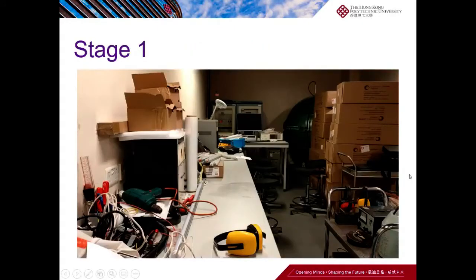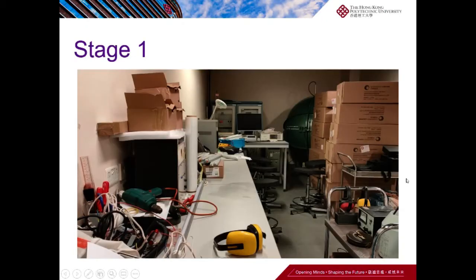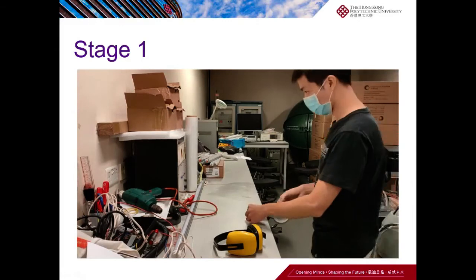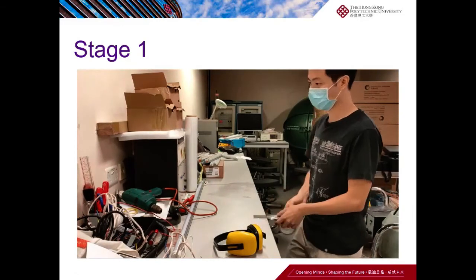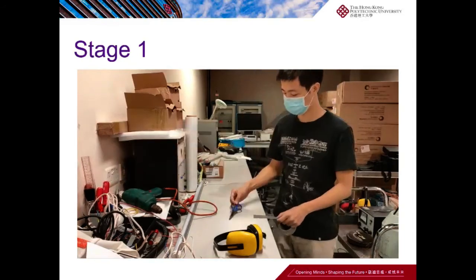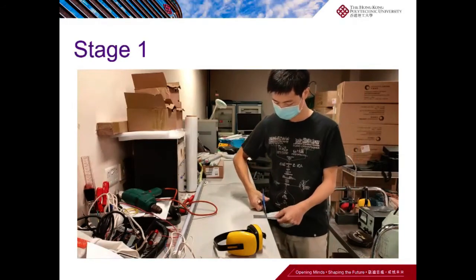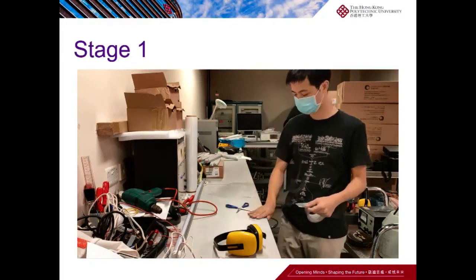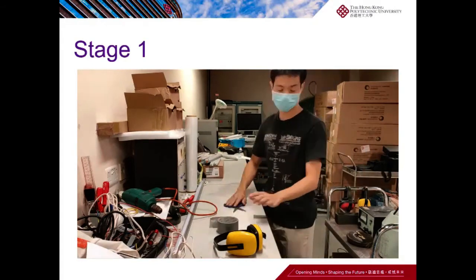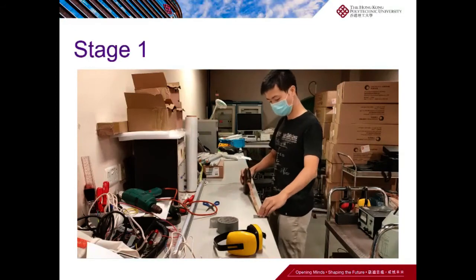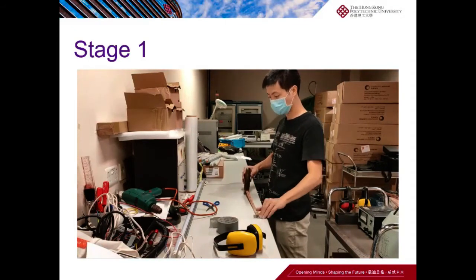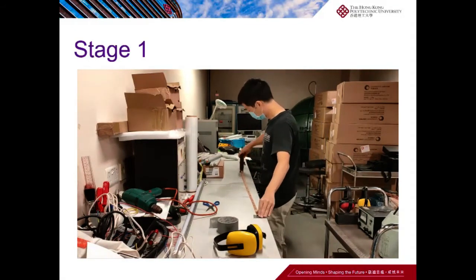Okay, let's move to stage 1. First, you should find two positions with a distance of 2 meters. You can use tape to mark these two positions. Using ruler tape to measure a distance of 2 meters and find another position.